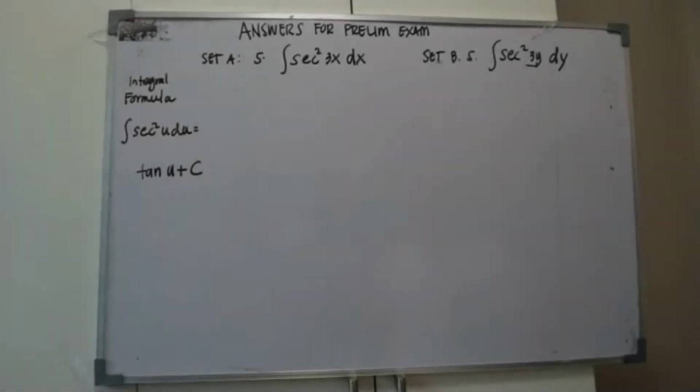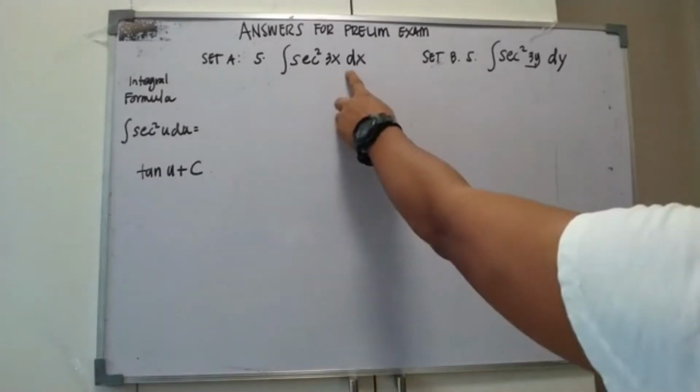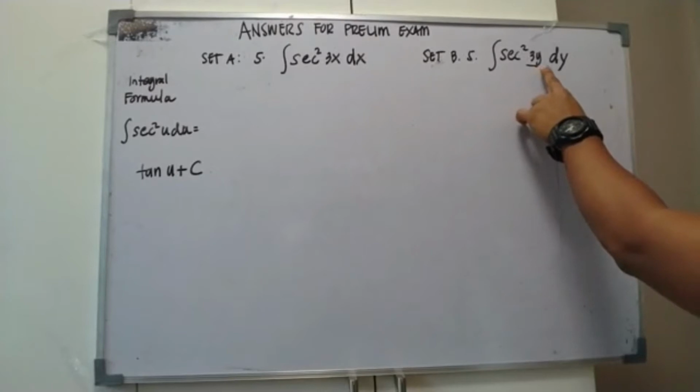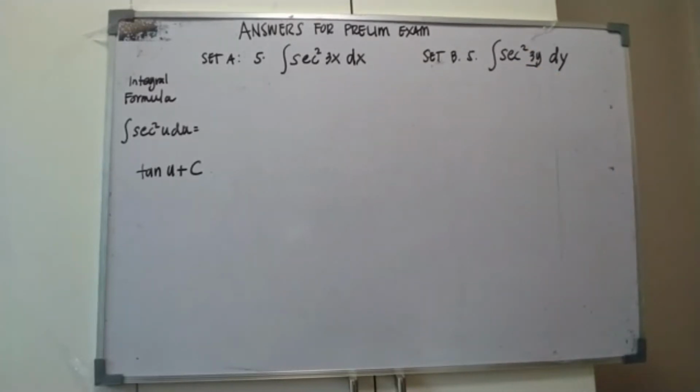Let us solve problem number 5 in your exam. The given is under trigonometric function. So, secant squared 3x dx is set A. In set B, I just changed the x to y. So, secant squared 3y dy. It is the same solution. What you will use is the trigonometric formula.